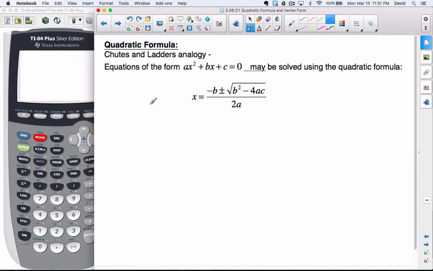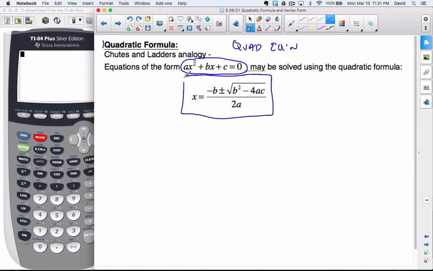Everyone, it's Mr. Rops, and this particular video is going to talk about the quadratic formula. That is different than a quadratic equation. A quadratic equation is anything that looks like this scenario here, whereas the quadratic formula is this big giant formula which solves quadratic equations. Okay, so don't get them confused. This is the quadratic formula.